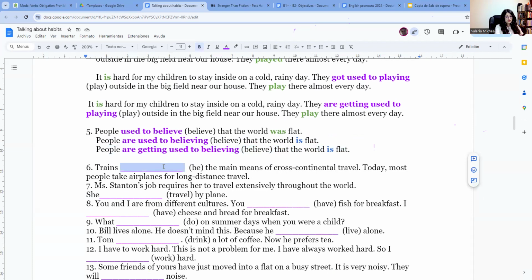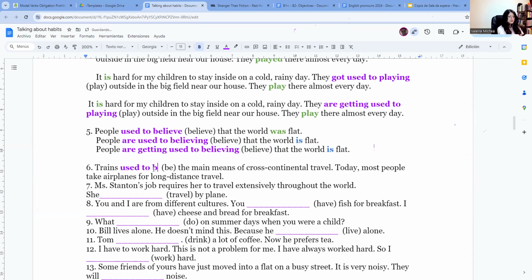All right. So now let's go with number 6. We have trains, and then we have B, the main means of cross-continental travel. Today, most people take airplanes for long-distance travel. So this is very easy. Used to be the main means of cross-continental travel. Yeah, it's in the past, because how do we know? Because it's making a contrast. I had forgotten the word, sorry. It is making a contrast between the past and the present because it says today, meaning in the present.